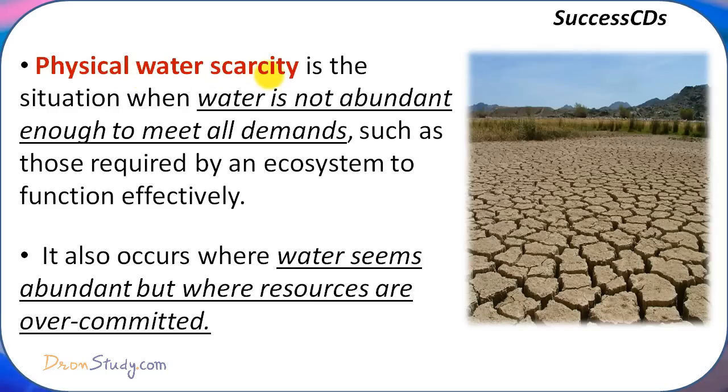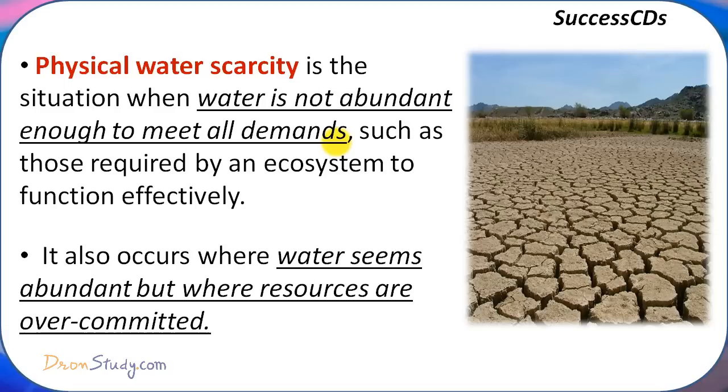Physical water scarcity is a situation when water is not abundant enough to meet all the demands, or water seems abundant but where resources are overcommitted. Physical means dependent on place. So this type of scarcity is dependent on the physical factors of a place. Let's see the first point here. Water is not abundant enough to meet all the demands. For example, in Rajasthan or desert areas or arid areas, जहाँ पानी sufficient होता ही नहीं है, वहाँ water resources sufficient होते ही नहीं हैं to meet the demands of people.